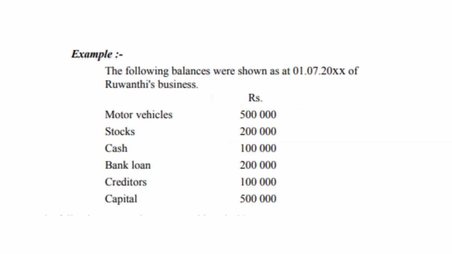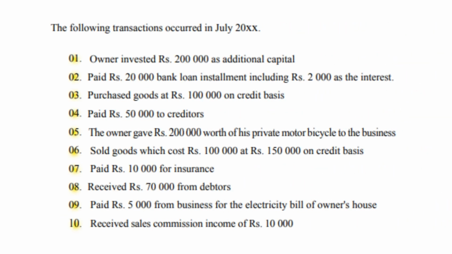Let's look at another example to get a further understanding. The following balances were shown as at 1st of July 2022 of Rewanthi's business. Motor vehicles 500,000. Stocks 200,000. Cash 100,000. Bank loan 200,000. Creditors 100,000. Capital 500,000. The following transactions occurred in July 2022.